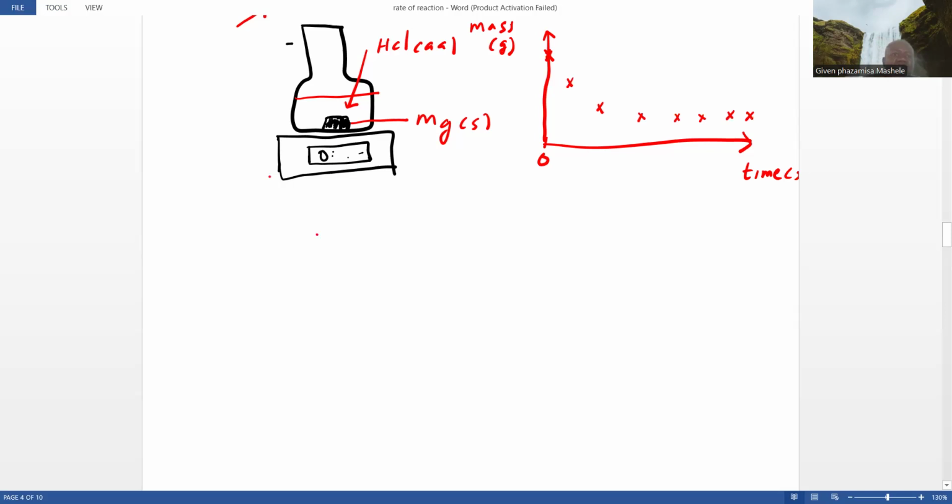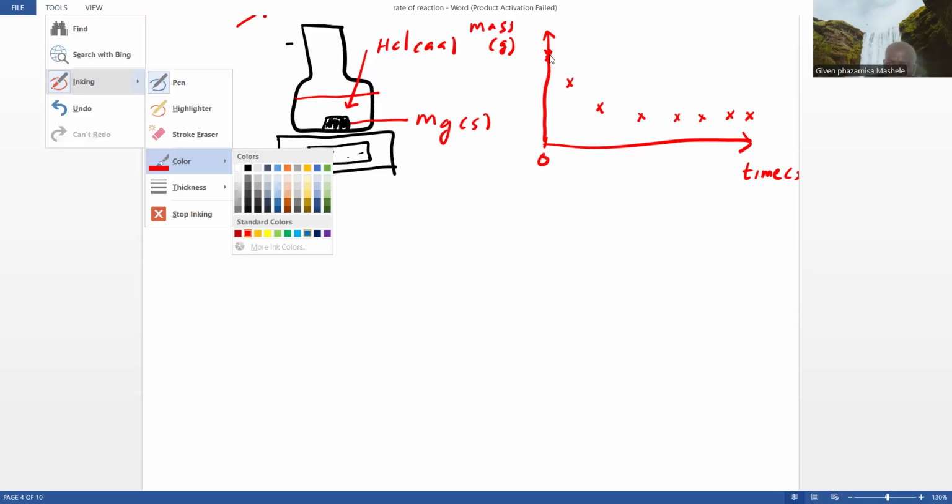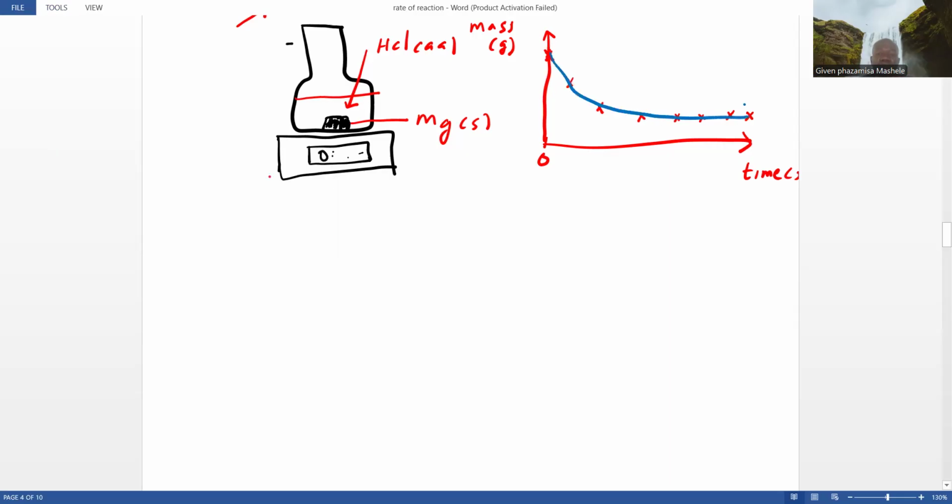So now you see that if we construct a graph here, I mean, we join the points, the graph will look like this. This is another method that we can use to measure the rate of reaction by looking at the changes in mass. Remember, at time 0, somewhere here, the reaction is still the fastest. But as the reaction proceeds, the mass starts to decrease until the graph becomes gentle, which means that the reaction has stopped, or has come to a halt.